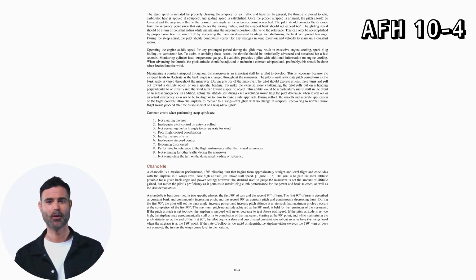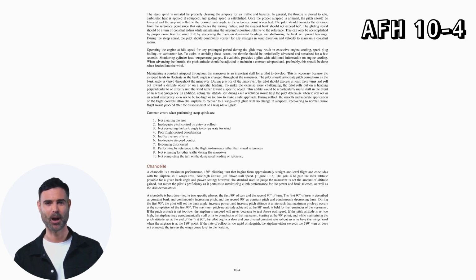The gliding spiral should be a turn of constant radius, while maintaining the airplane's position relative to the reference. This can only be accomplished by proper correction for wind drift, by steepening the bank on downwind headings and shallowing the bank on upwind headings. During the steep spiral, the pilot should continually correct for any changes in wind direction and velocity to maintain a constant radius.